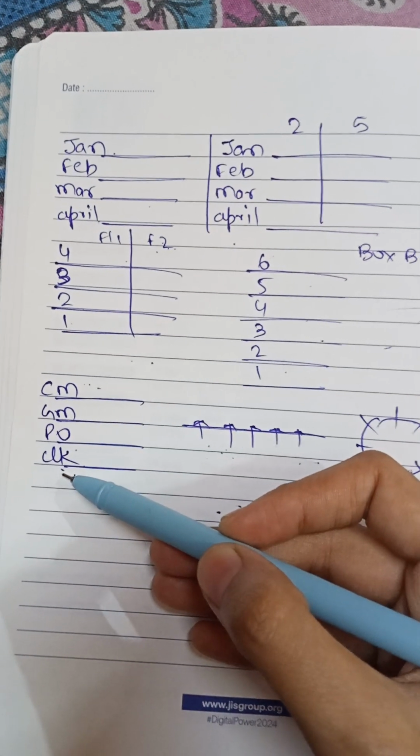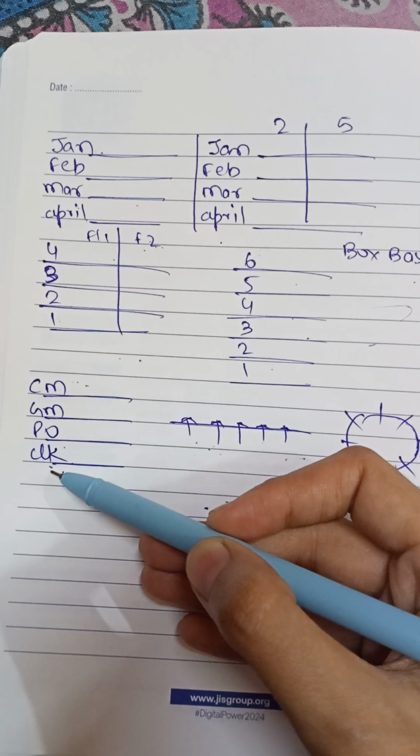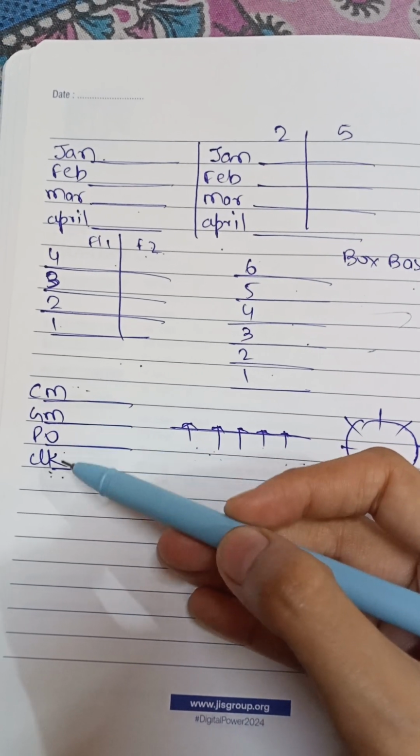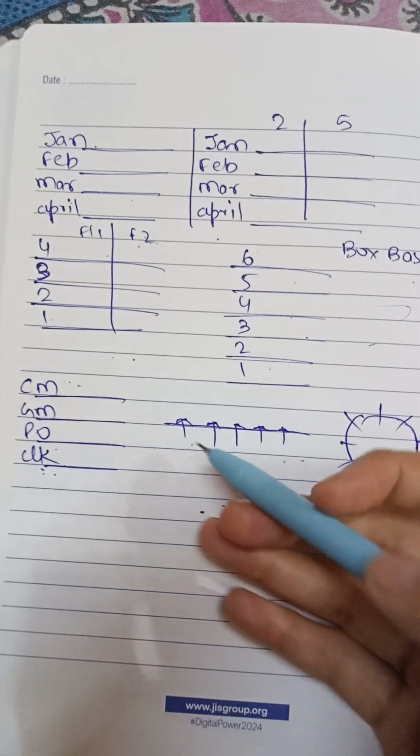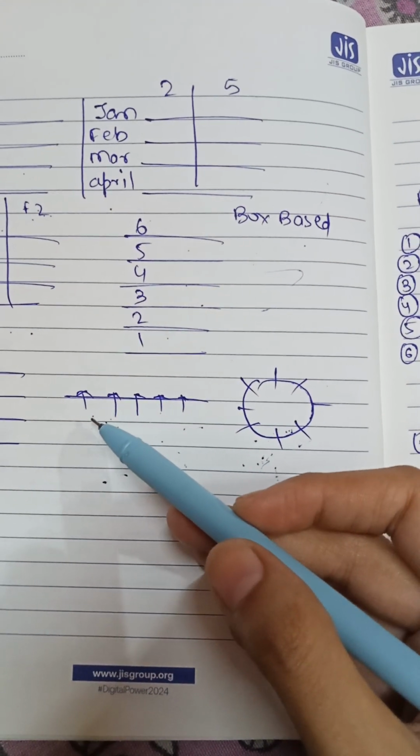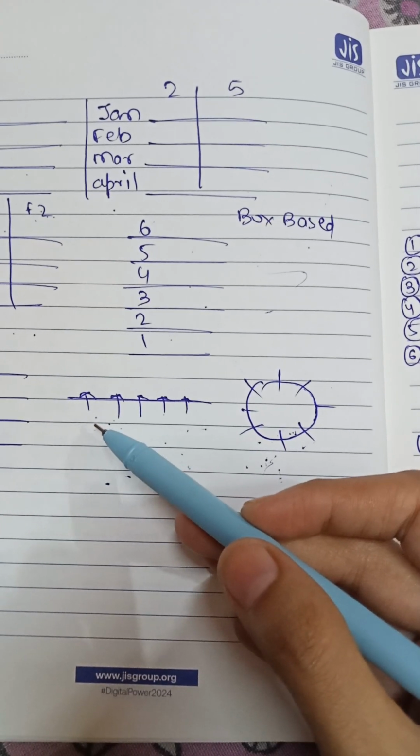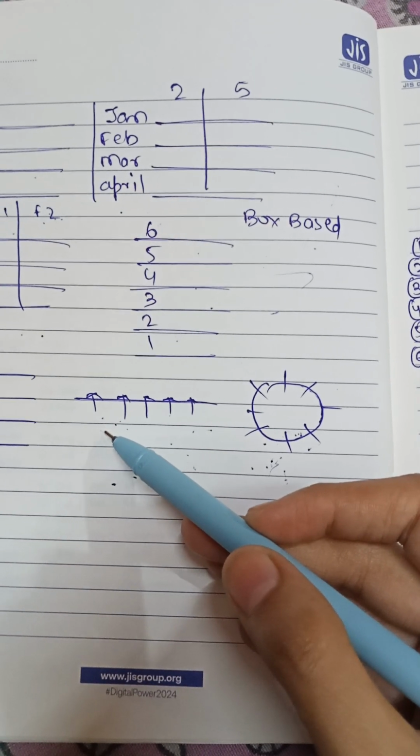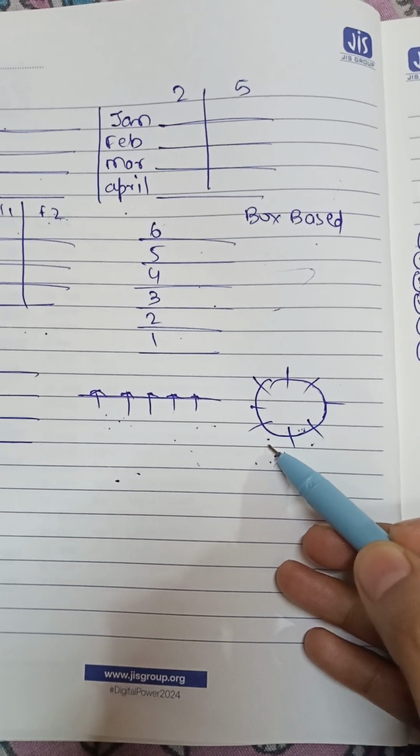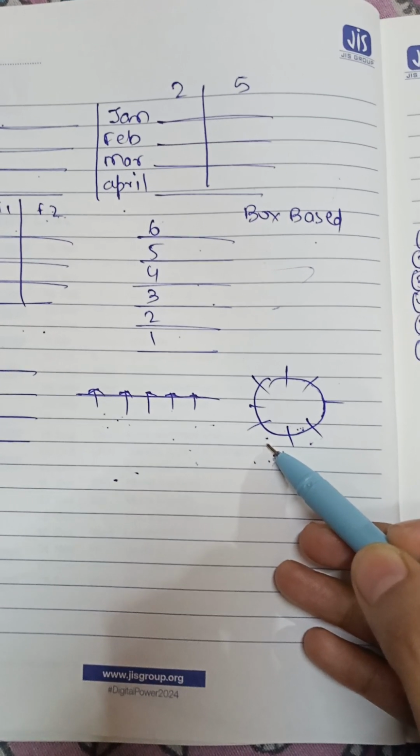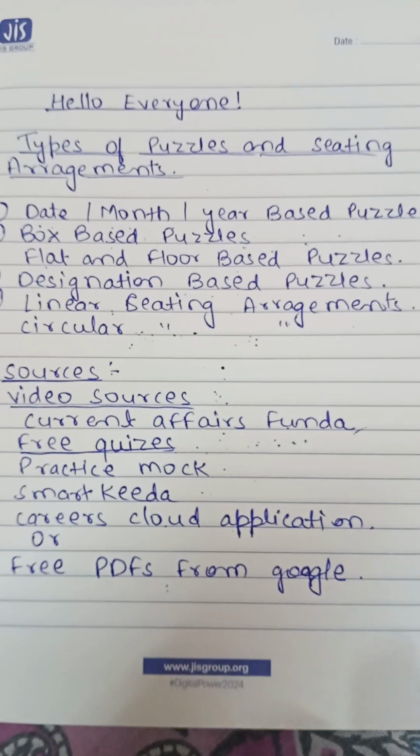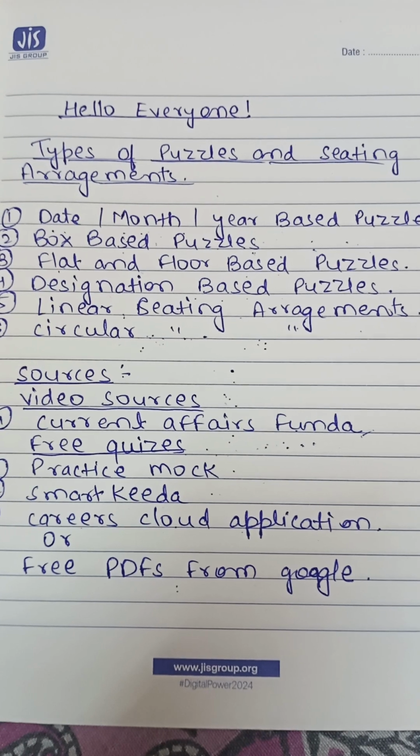And this is the example of designation based puzzles where designations, either in increasing or decreasing order, will be there, like CM, GM, PO and clerk, and you have to write in this manner. And this is the example of linear based puzzles. Like in linear based puzzles, 6 or 8 persons will be there in a row and they will be either facing inward or outward. And this is the example of circular seating arrangement. This you can solve in circular form or in thread form also. In my upcoming videos, I will explain each type in a detailed manner.